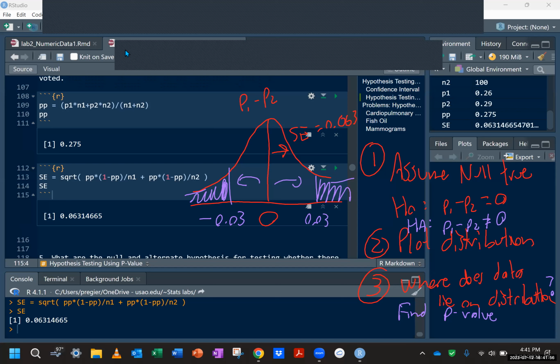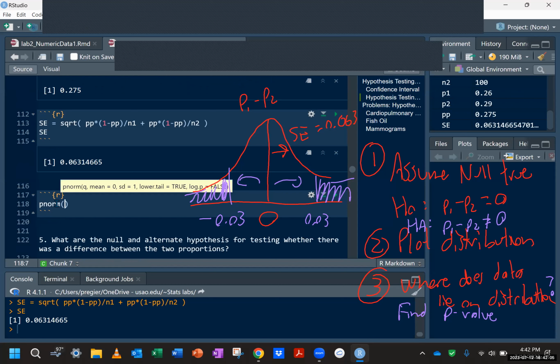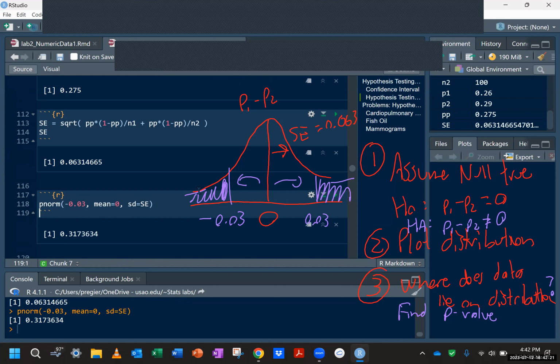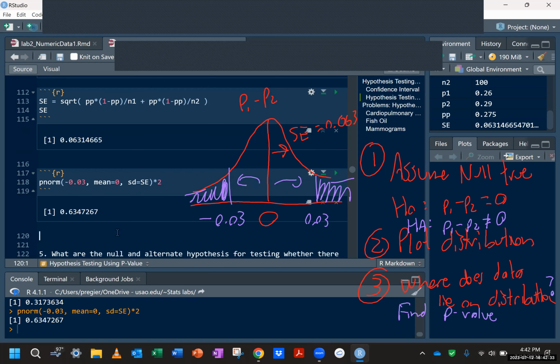Okay, so now we can bust out p-norm for all that work. So p-norm, I'm going to do the lower tail first, negative 0.03, with the zero mean, and standard error was SE. Put this in here just to be clear. So if I run that, that's the area of this little tail here. Okay, and we want to find both tails. Because this is symmetrical, we can find the area of both tails by multiplying by 2. So that tells us our p-value.